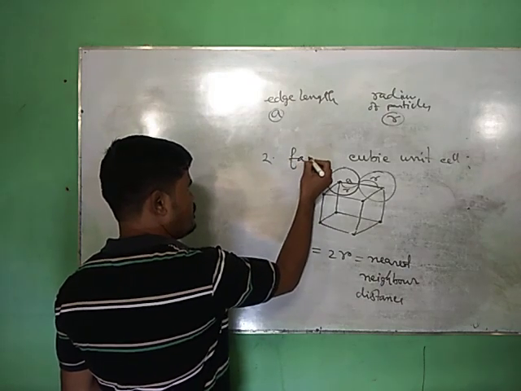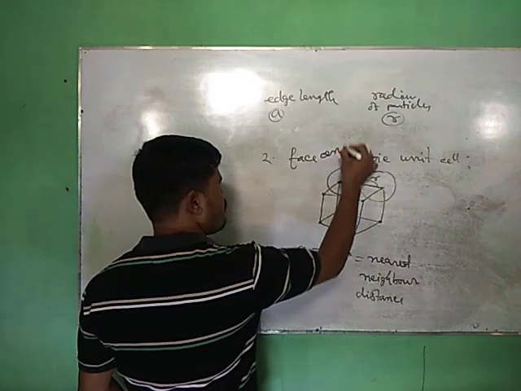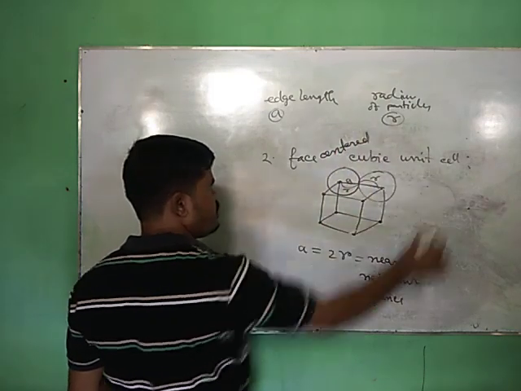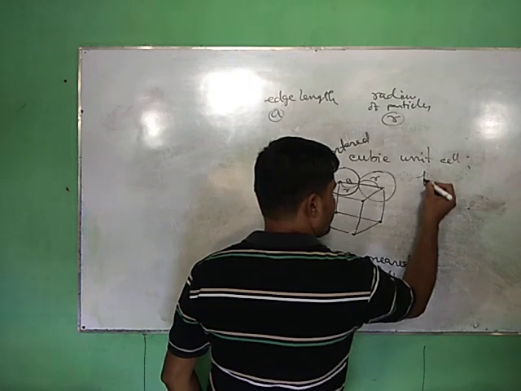Suppose face centered. Okay. Face centered cubic unit cell. FCC is the same thing. I am going to derive it.